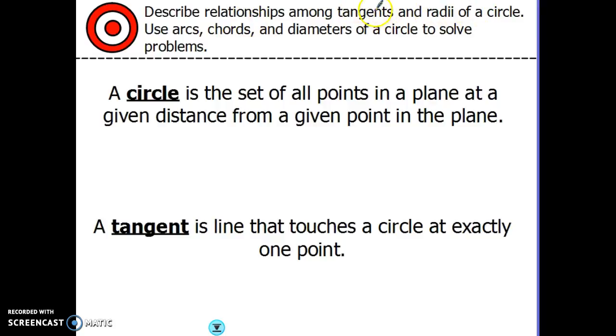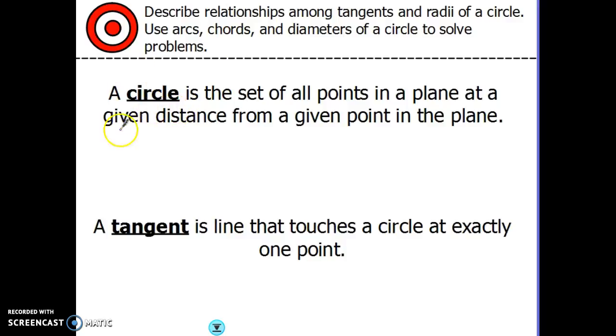You probably aren't too familiar with a tangent, but remember a radii is plural of radius, and a radius is from the center to the outside of a circle. And then we're also going to use arcs, chords, and diameters of a circle to solve problems. Now, this is kind of a broad target. It covers a lot of what we're doing in this unit. And so in particular today, you're going to be looking for chords and some nice things that are going on there in a circle.